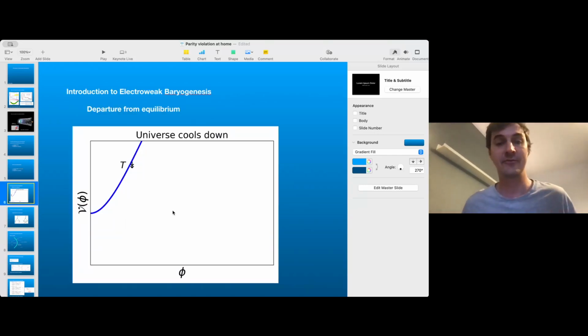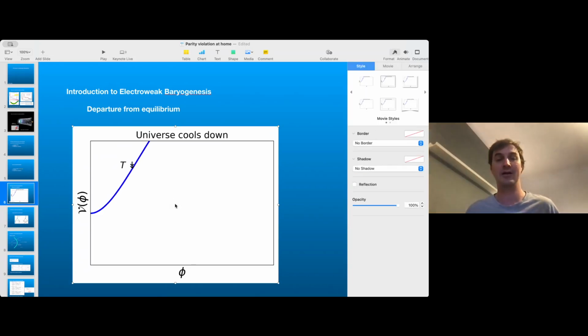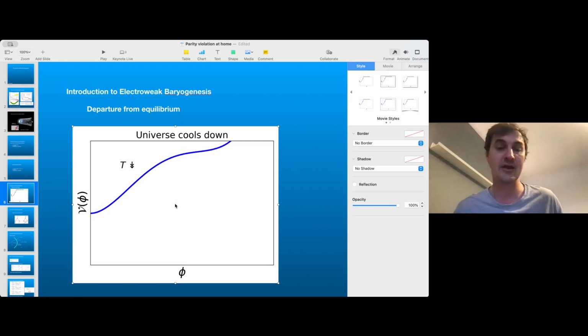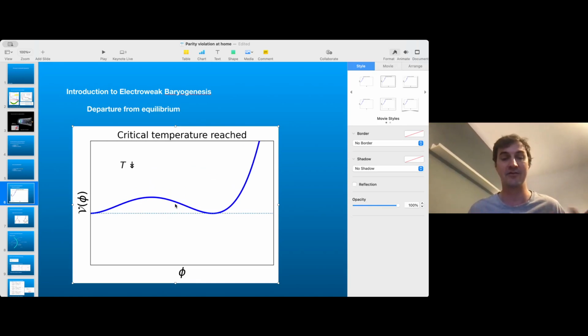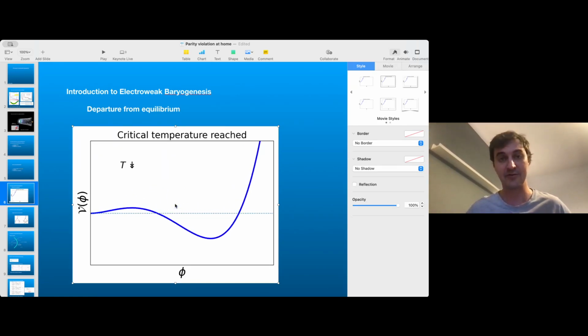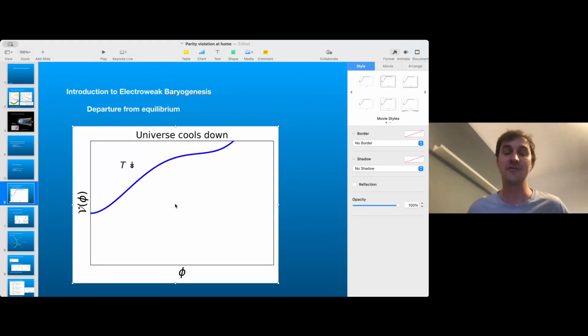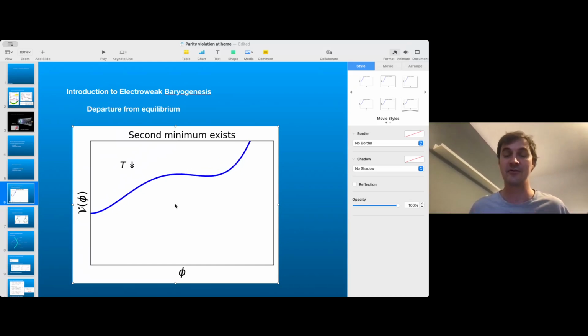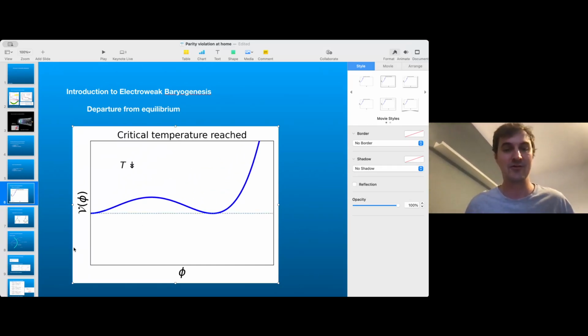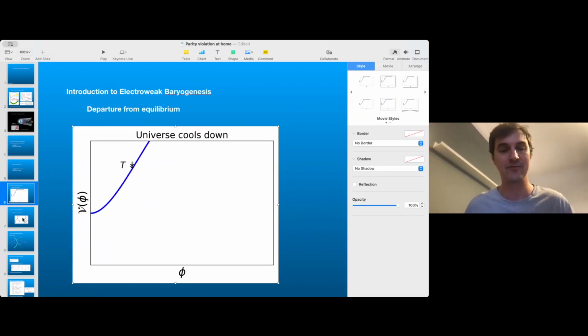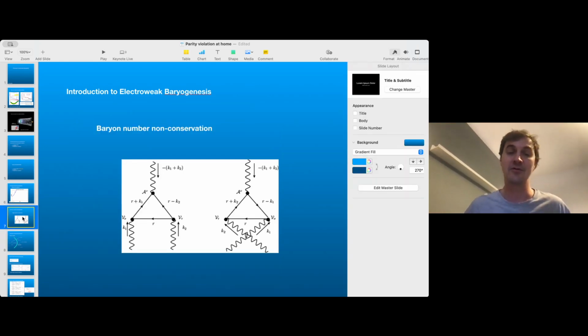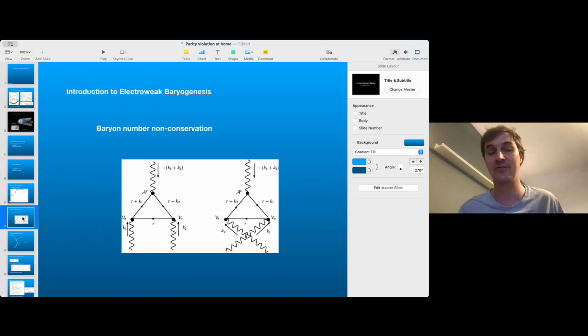So how is this achieved in electroweak baryogenesis? The departure from equilibrium occurs during the epoch of electroweak symmetry breaking, which in electroweak baryogenesis occurs inhomogeneously through bubble nucleation. As the universe cools, you have a barrier between the true and false vacuum, which means that the universe cannot break electroweak symmetry smoothly, but needs to do so in small pockets, or bubbles, of electroweak broken phase in a medium of symmetric phase. The baryon number non-conservation is the same as in the standard model. It happens through topological processes, electroweak sphalerons.